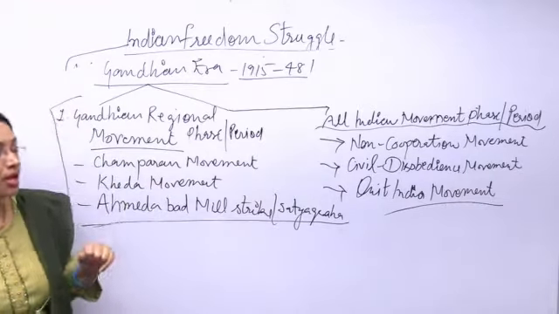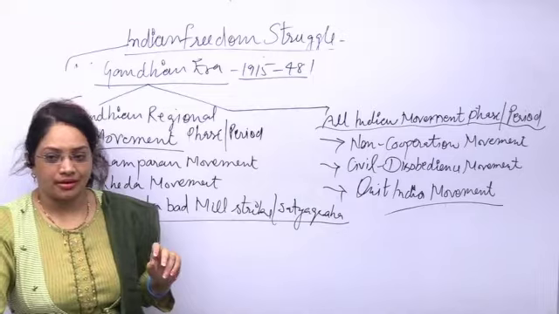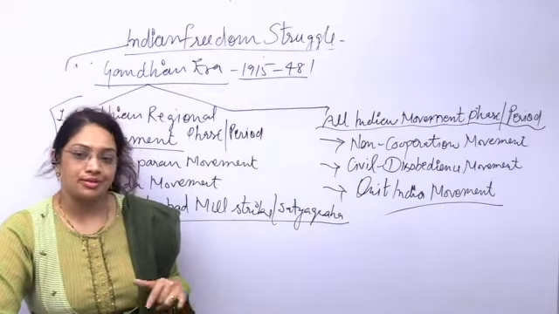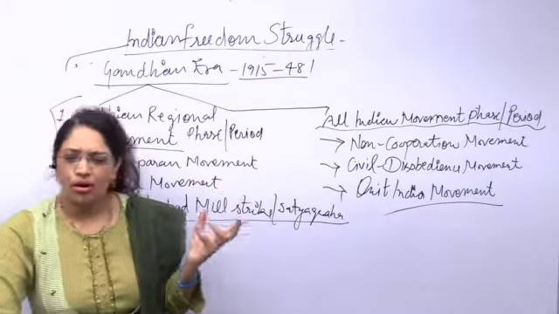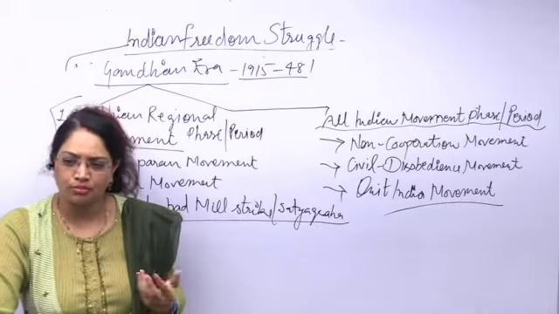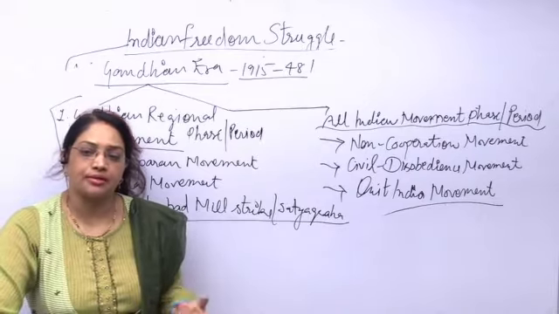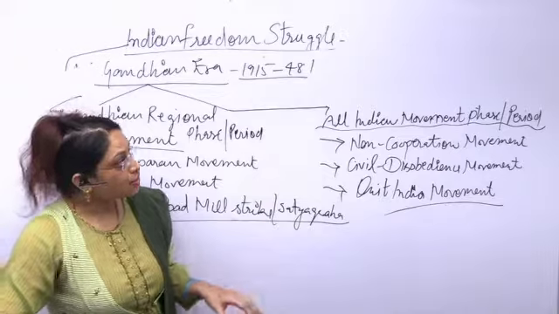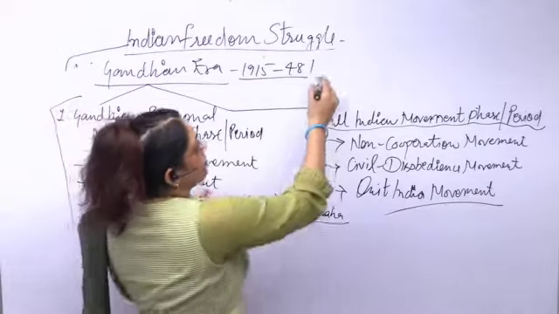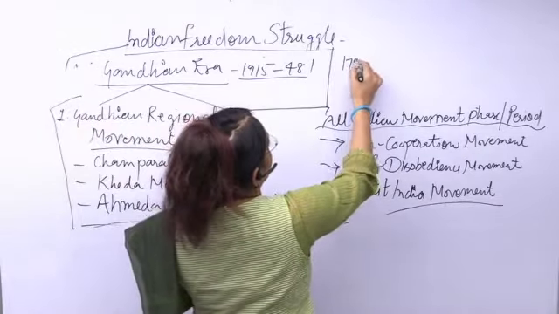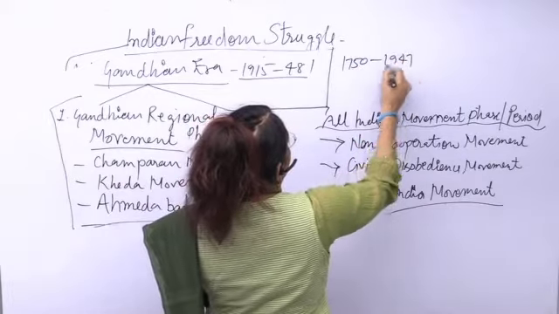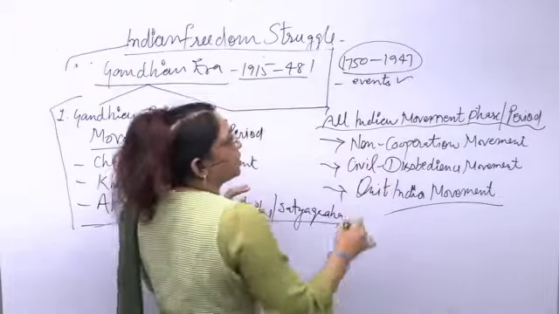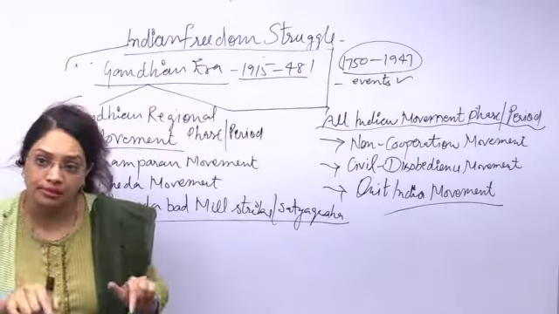For example, if we are studying Gandhian era, in our main syllabus this is mentioned: all historical events, important events, issues, and personalities from mid of the 18th century till present. What is the meaning of mid 18th century? 1750 to 1947. What are the important events? The questions will be focused on the events.